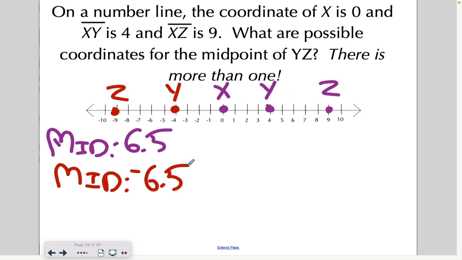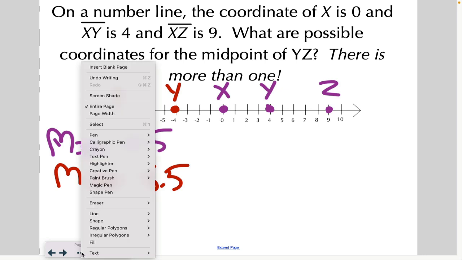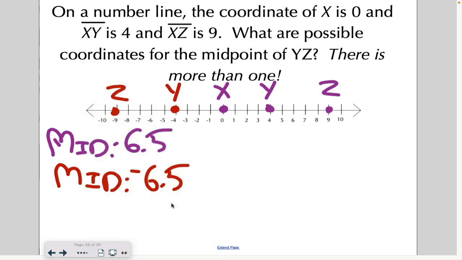A lot of times people get these and then they stop. Can somebody tell me why there's more options than just those 2? Okay, Kim? Because you can mix and match the negative and positive points. I like that. Instead of just taking the positive 4 and the positive 9, and the negative 4 and the negative 9, you can use the negative 4 and the positive 9. I like mix and match. That's a good way to put it.